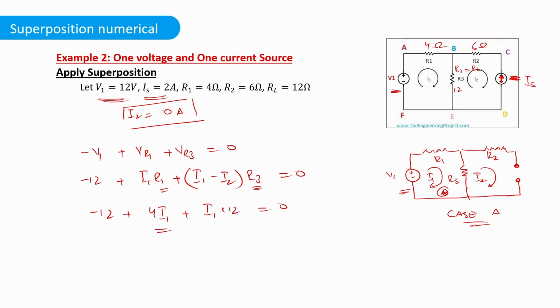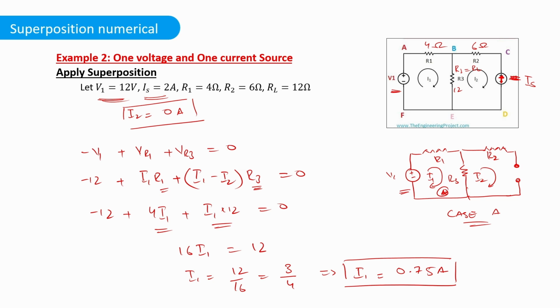So if you look here, I have one equation and one unknown. So this becomes 16I1 equal to 12 and I1 becomes 12 by 16. I can divide this by 3, so this becomes 3 by 4. So this implies that I1 is equal to 0.75 ampere.